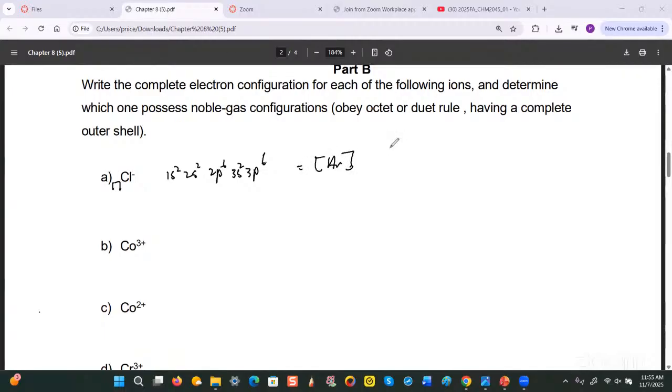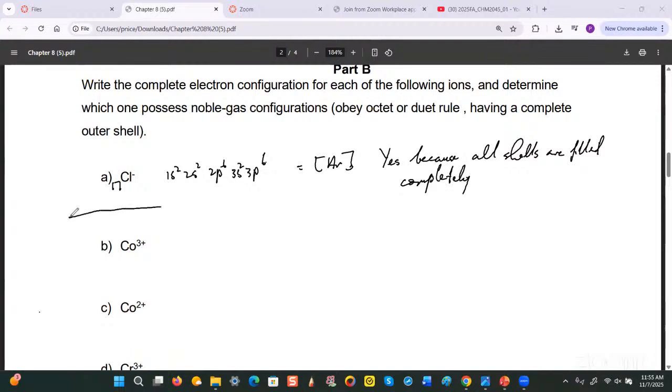right? So the answer is yes, because all shells are filled completely. All right? Okay, so that's that. That's for chloride. In the case of cobalt, now let me see.